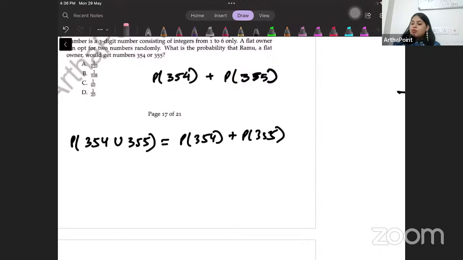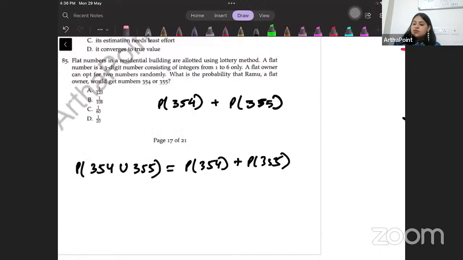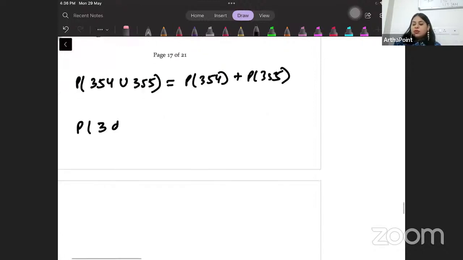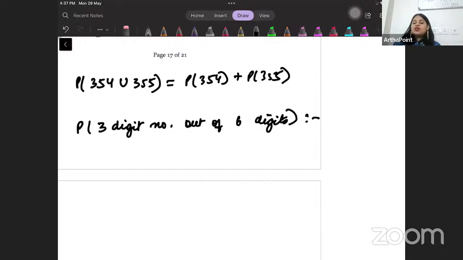Now, beta, just think about it that there are numbers from 1 to 6. And you need to form a 3-digit number out of it. So just think about it. Probability of forming a 3-digit number out of 6 digits will be that out of 6, I need to select any 3 digits. So this will be 6 factorial upon 3 factorial, 3 factorial. This should be it. Out of 6, I need any 3 digits.